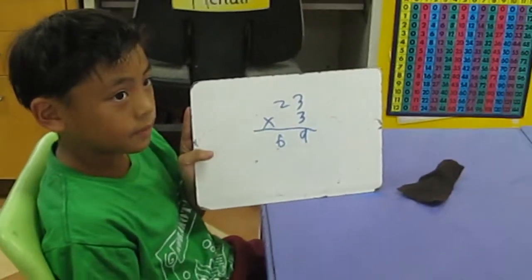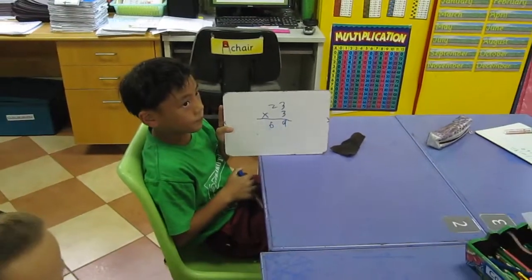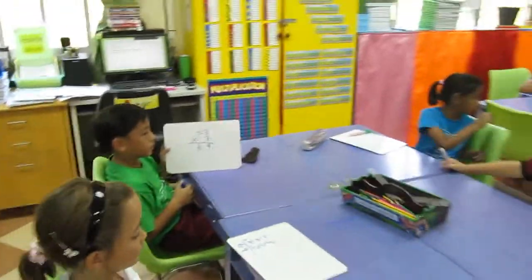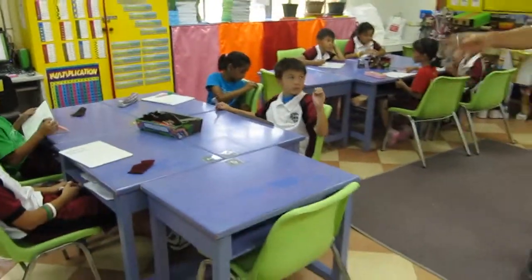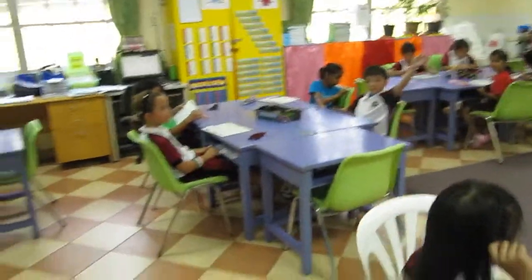Good, so you use column method. 3 times 3 is 9. 3 times 2 is 6. Very good, well done. Have I got a different method somewhere? Who's got a different method? Brayden, what did you do?